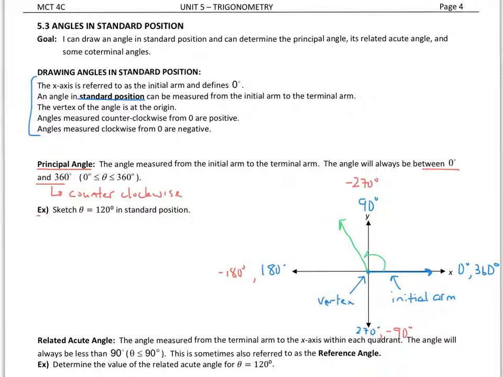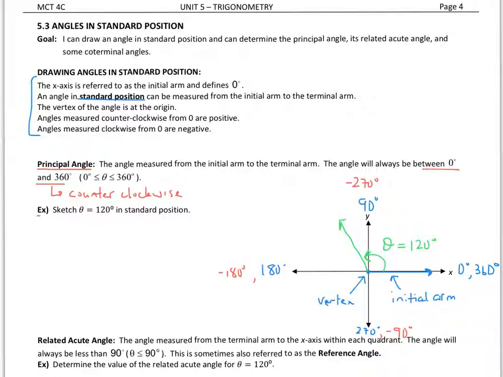So in this direction, I've got my arrowhead pointing there, that is my angle theta, which is 120 degrees. That is a principal angle because it goes in the counterclockwise direction. It is between 0 and 360 degrees.